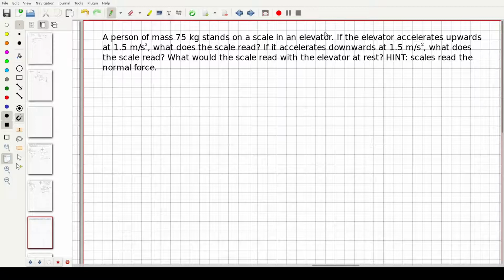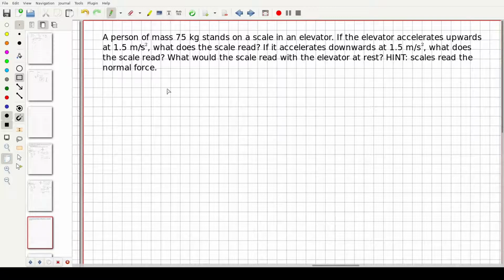Now, this is a big hint because scales read the normal force. When you get on a scale, it doesn't tell you how much you weigh, it tells you how much it's pushing back on you. That's the reason why if you stand on a scale and jump up and down real quick, you'll see the needle fluctuate pretty strongly. It's not telling you your weight, it's telling you the normal force. So if you want to lose weight, all you have to do is get an elevator, potentially. We'll see.